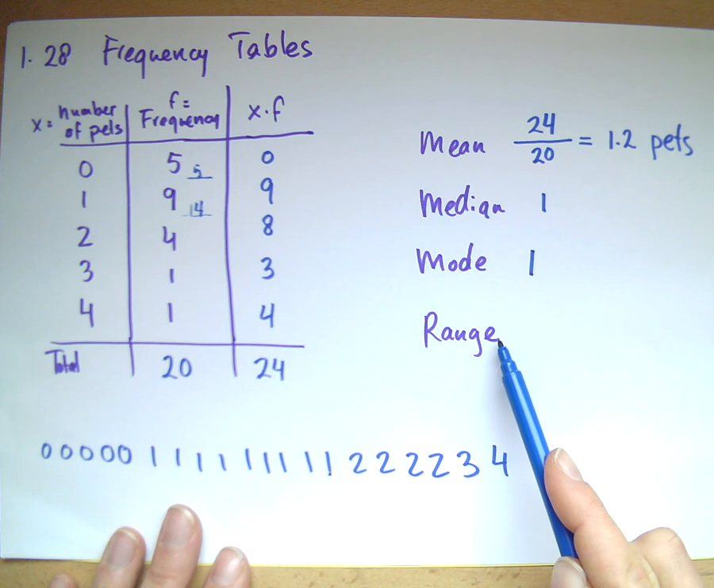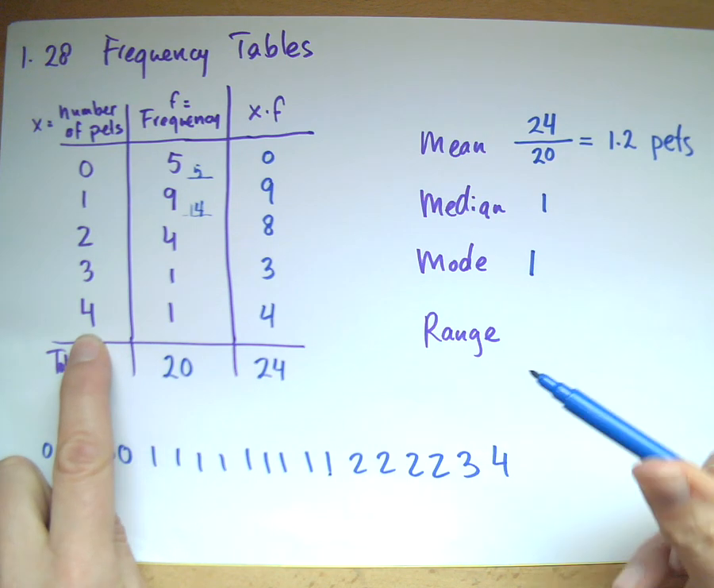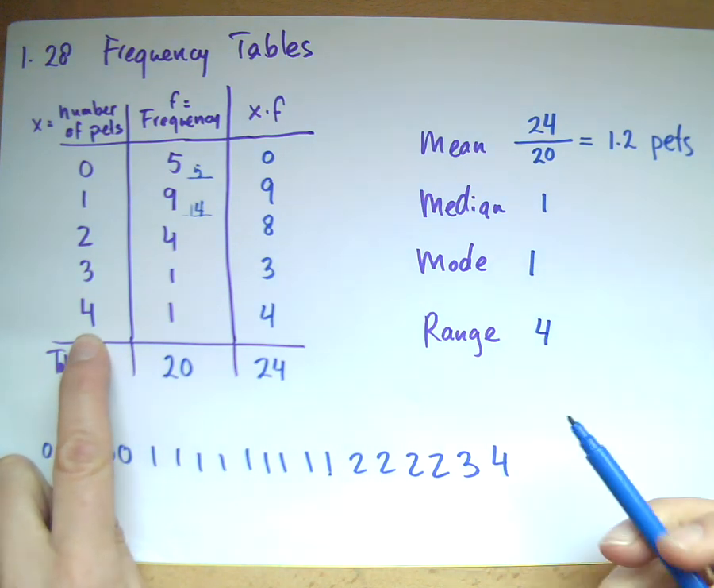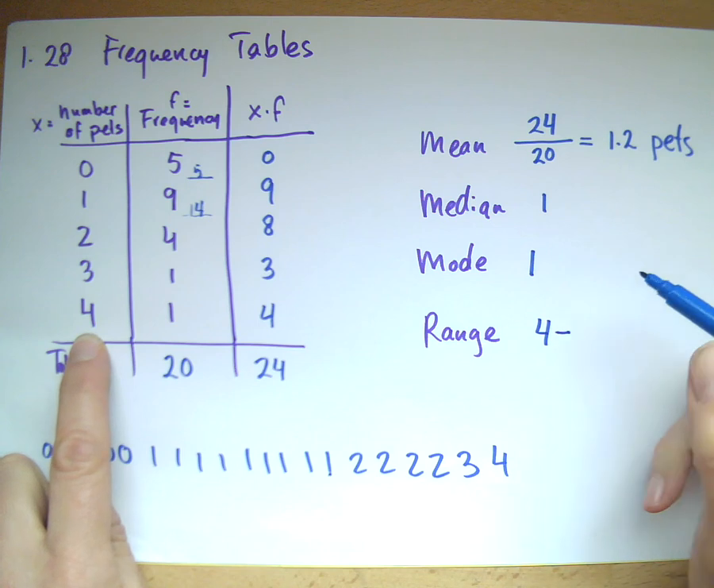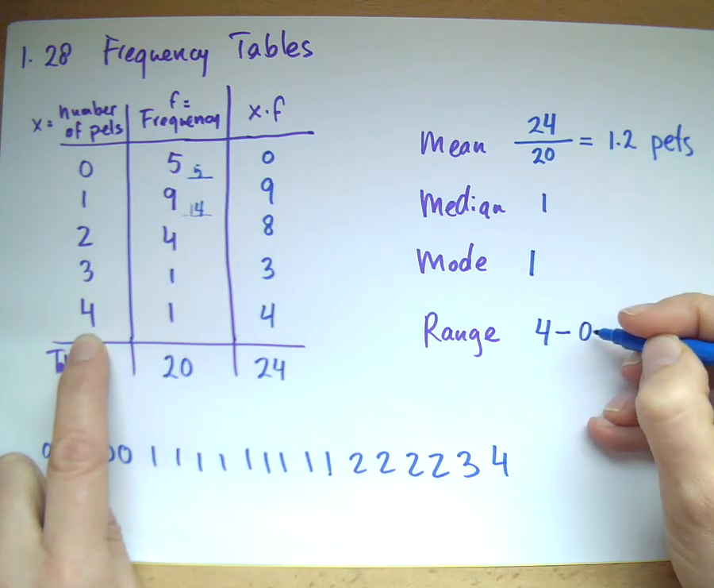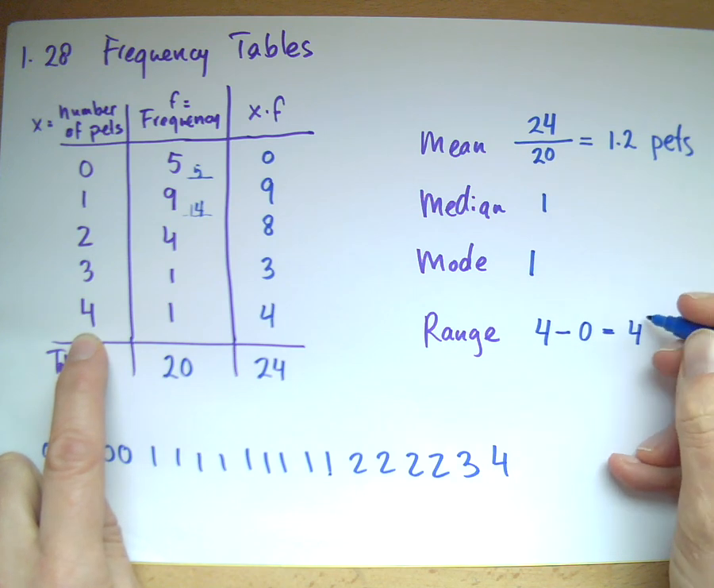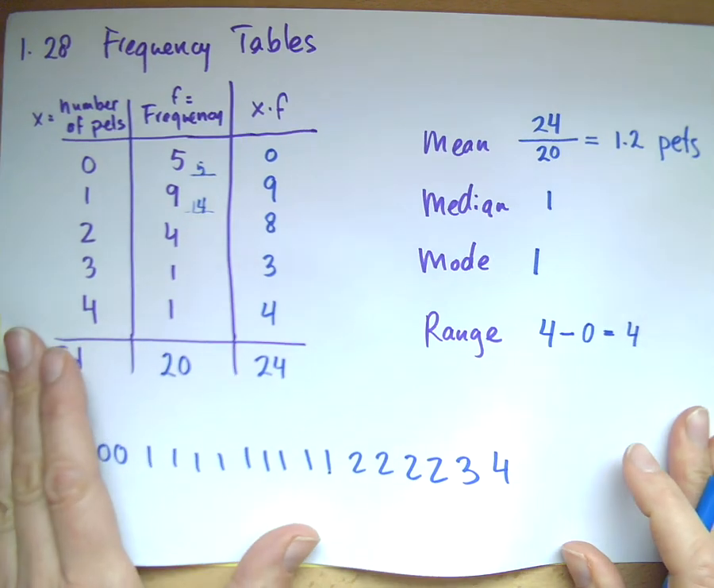Okay, what is the range of values? We take the highest value. The highest number of pets reported is 4. We subtract the lowest value, the lowest number of pets reported, which was 0. 4 minus 0 is 4. So the spread is 4, right? The measure of spread, range, is 4. Voila.